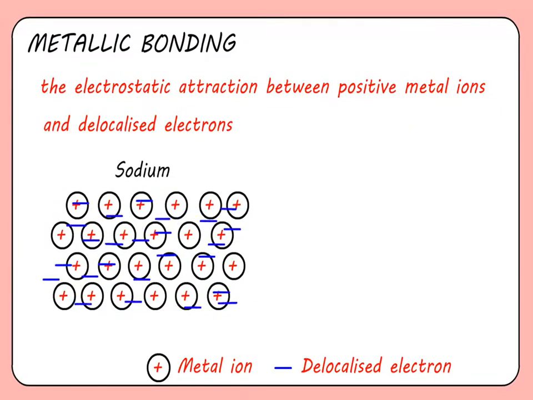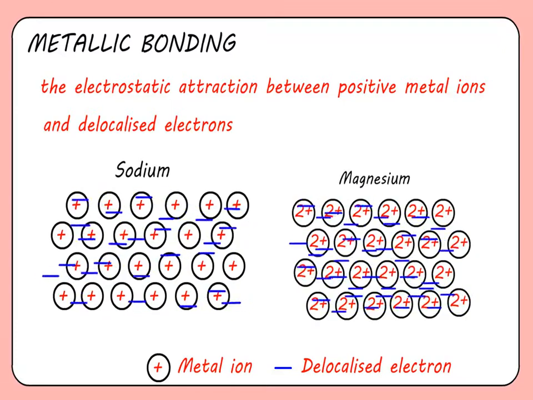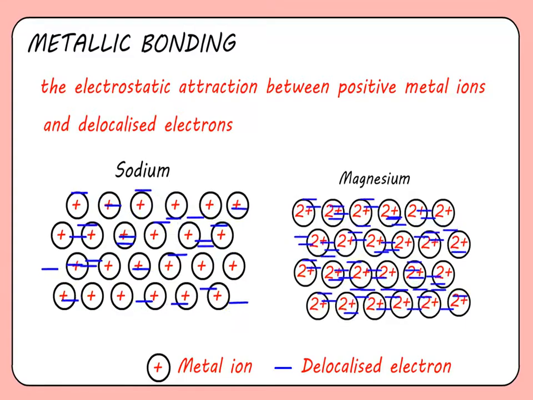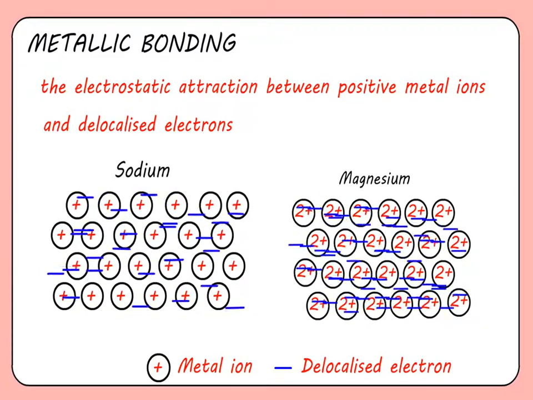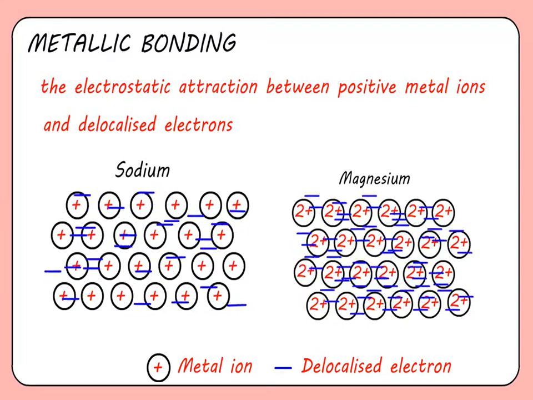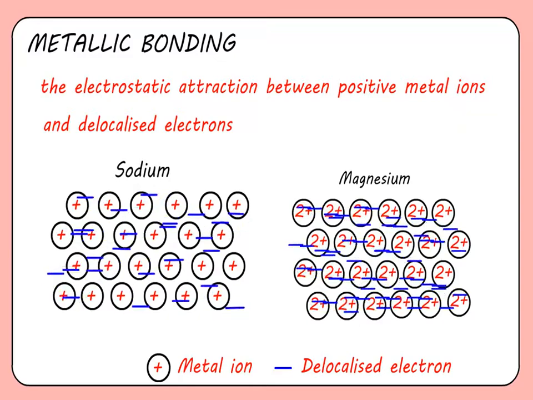Magnesium, being a group 2 element, has 2 electrons in the outer shell, and these 2 electrons are delocalized, which leaves a metallic ion with a 2+ charge. The increased charge of the metal ion and the greater number of delocalized electrons makes for a stronger metallic bond than sodium, and consequently explains why magnesium has a higher melting point than sodium.